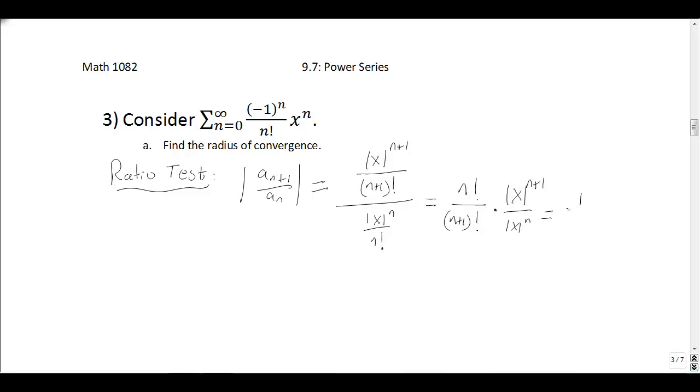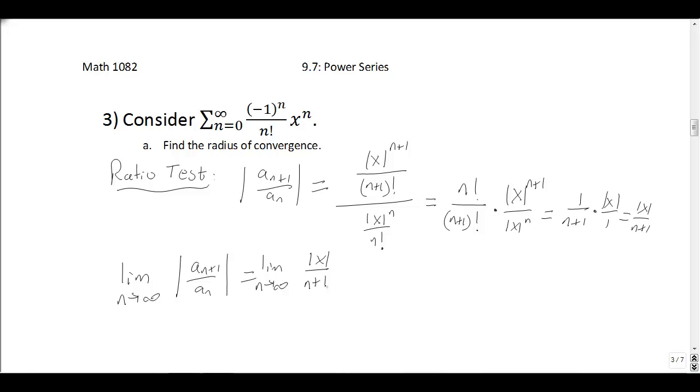N factorial over n plus 1 factorial is 1 over n plus 1. Absolute value x to the n plus 1 over absolute value x to the n gives me absolute value x over 1. So I get absolute value x over n plus 1. A bit sloppy there. And then we take the limit as n goes to infinity of this ratio. Now, we're going to fix an x. You plug in any x at all, x is fixed, this n plus 1 in the denominator is going to go to infinity. So I'm going to get some fixed number over infinity. That's going to equal 0.